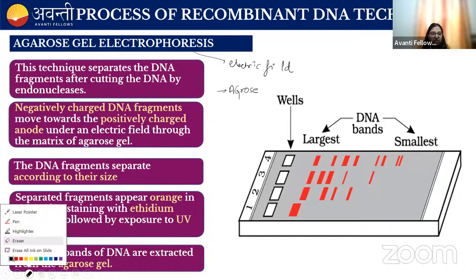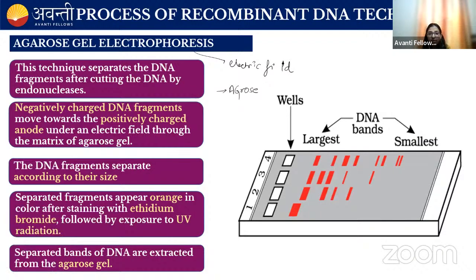Once you have exposed the genome to the restriction enzyme, now you have to separate the fragments of the DNA. For that, you require gel electrophoresis. The main function of gel electrophoresis is to separate the fragments of the DNA on the basis of their size. Remember this, on the basis of their size.